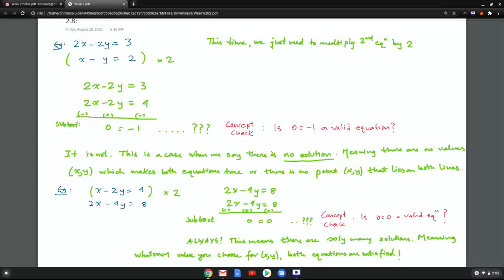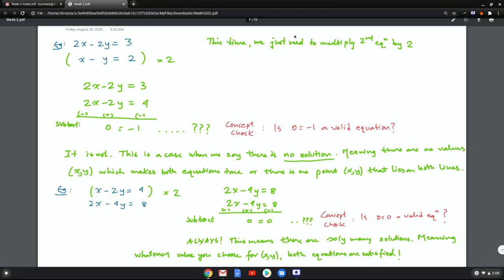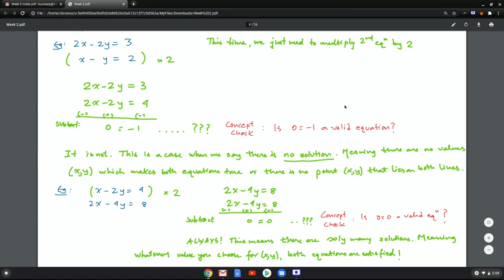So now recall from the pictures, when does that happen? That happens when the lines are parallel. So this means these lines are parallel to each other.